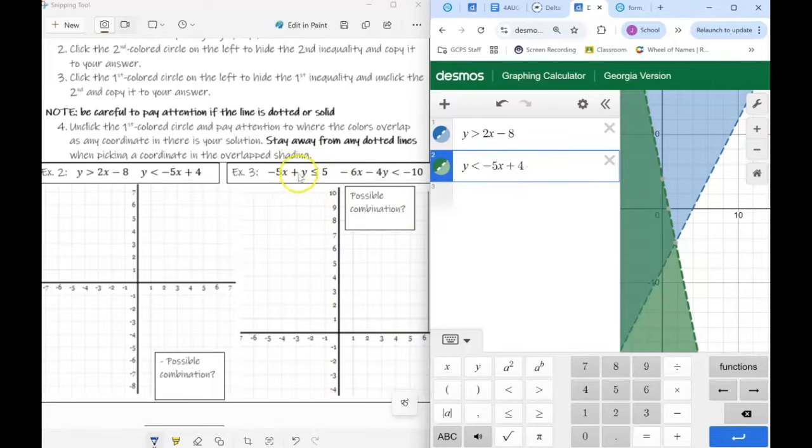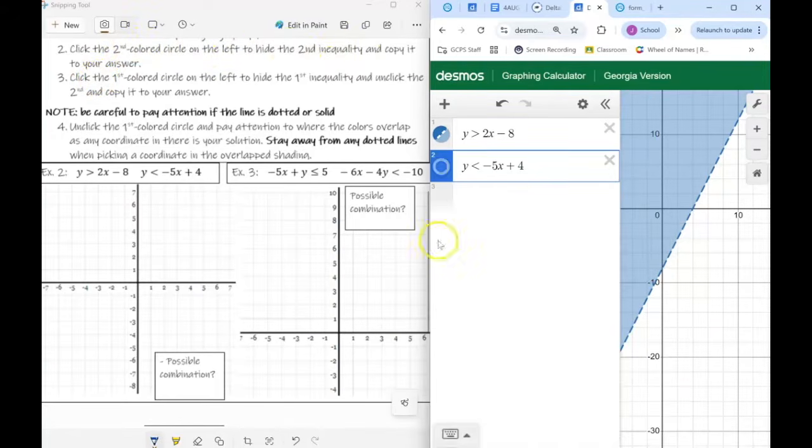All right, so you should have typed in example 3. I've typed in example 2. Okay, then it says click on the second colored circle on the left to hide the second inequality. Boom. Okay, and copy it to your answer.